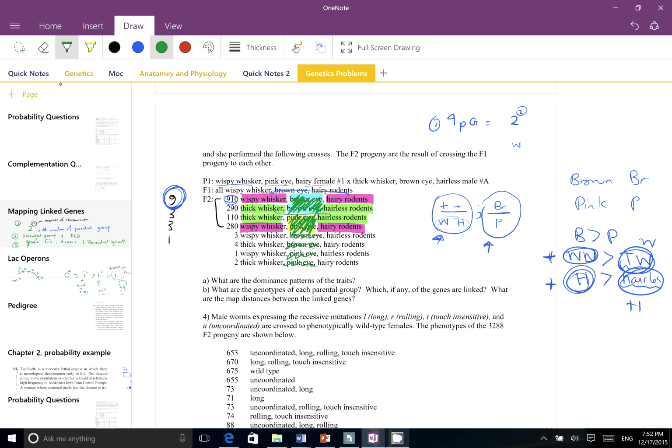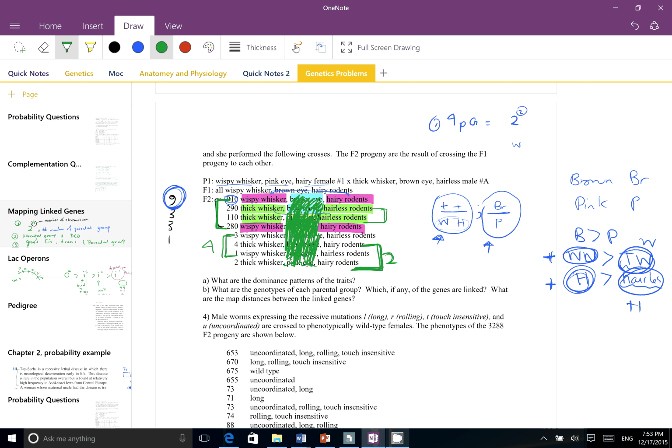Because they're on their own chromosomes, again, we're trying to reduce the amount of time. Hairy rodent wispy whisker, hairy rodent wispy whisker, so I will add these two numbers together because they represent the same group. Wispy whisker, hairless rodent, wispy whisker, hairless rodent, I'll add these two numbers together. Thick whiskers, hairy rodent, thick whiskers, hairy rodent, I'll add these two together. So this will give me 4. This will give me 2.